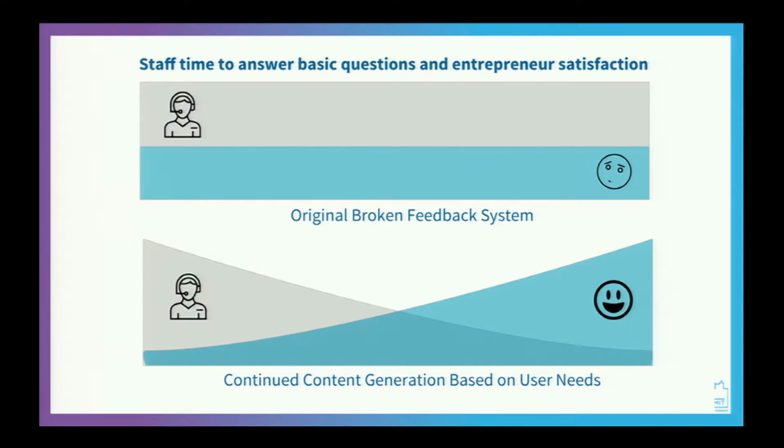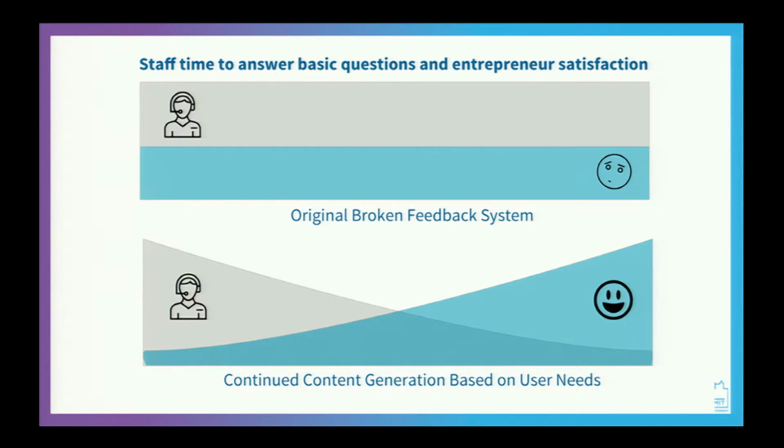And so as you can see, this is a graph. Now the gray represents the consistent stasis level of basic questions that are getting asked. There's not really hope for a reduction of those questions. And the entrepreneur's experience remains about the same as well. It's hard to improve that experience without making sure that all of our materials really reflect the evolving needs that they have. And so that's the original broken feedback system.